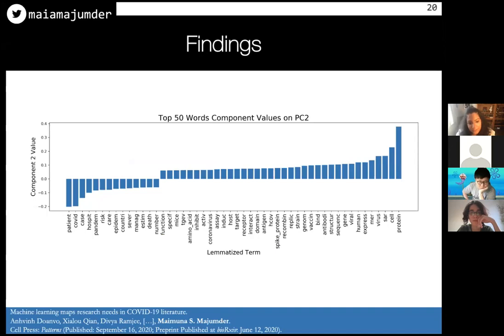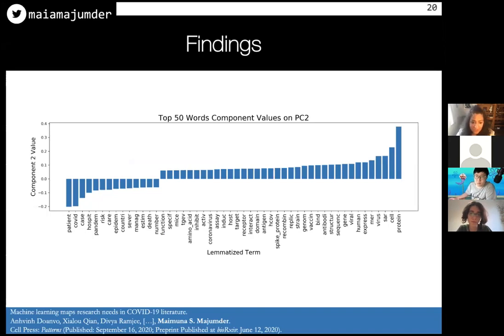To better understand what kinds of terms were driving the divergence we saw in PC2 between COVID-19 abstracts and abstracts pertaining to MERS and SARS, we examined the component values of the top 50 words on PC2. Here, we see that on the left, lemmatized terms include words like patient, case, and hospit, which represents words such as hospital and hospitalization, among others. Meanwhile, on the right, lemmatized terms include words like virus, cell, and protein.